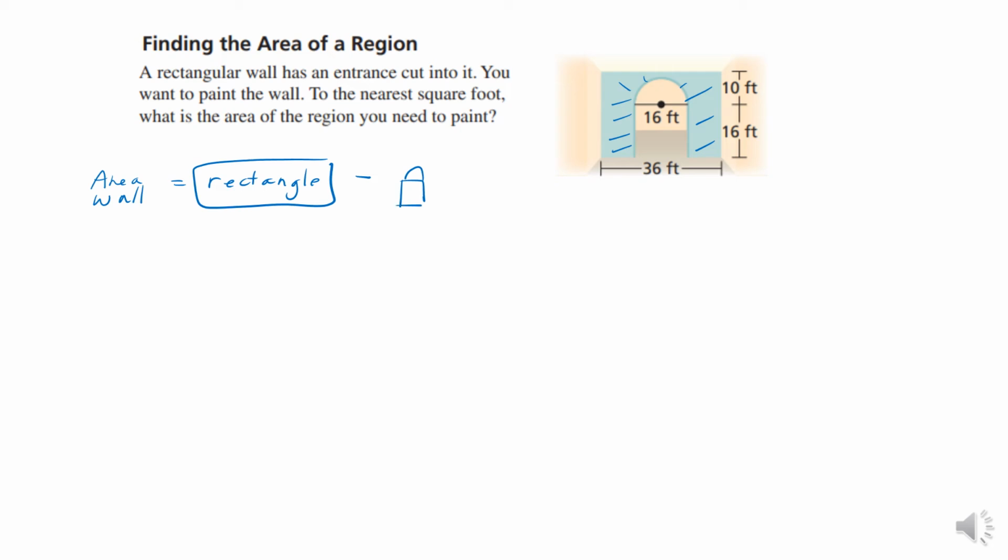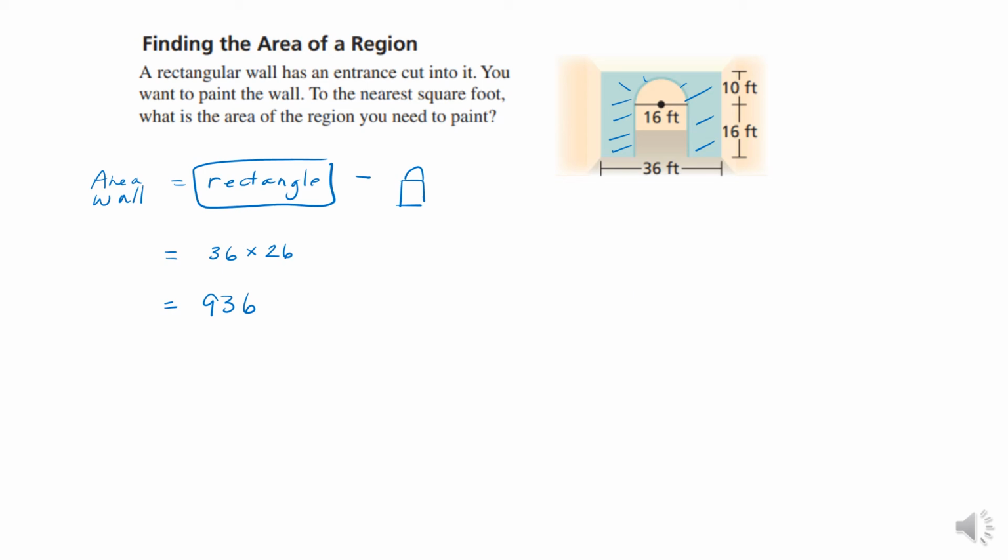So we've got a lot of little things to do. So first thing we're going to do is find the area of the rectangle, and that's easy because that's 36 times 10 plus 16 is 26. So that equals 936. Okay, so that is the area of that.